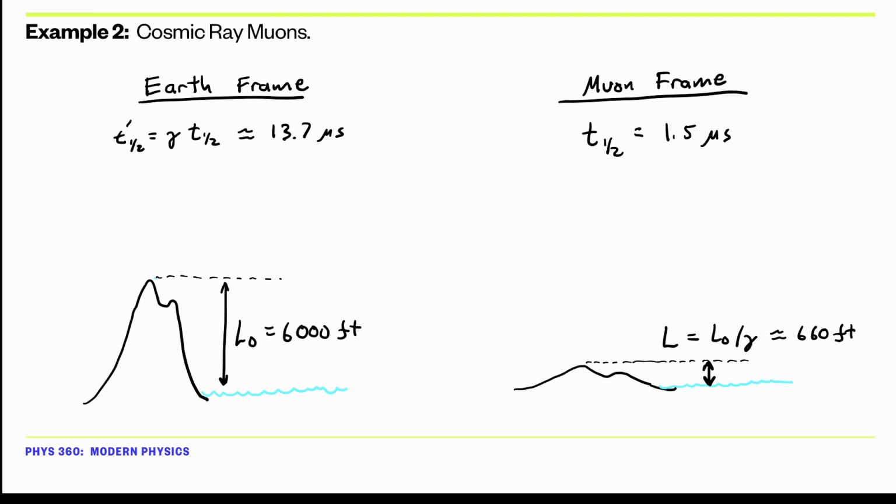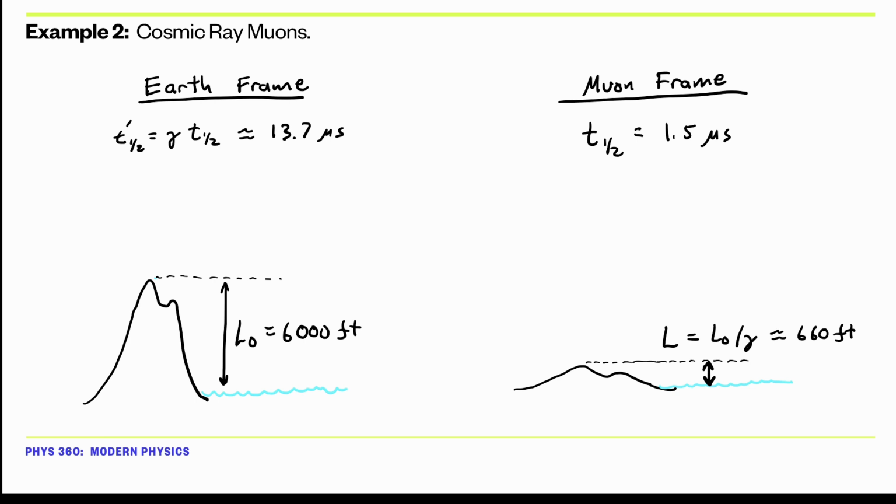So we see that in the Earth's frame of reference, it takes longer for the muon to decay in our frame because of time dilation. This is why the muons can survive the trip from the top of Mount Washington down to sea level. In our frame of reference, the muons have a much longer half-life, 13.7 microseconds. Thus, far fewer will decay in the time it takes them to travel the 6,000 feet.